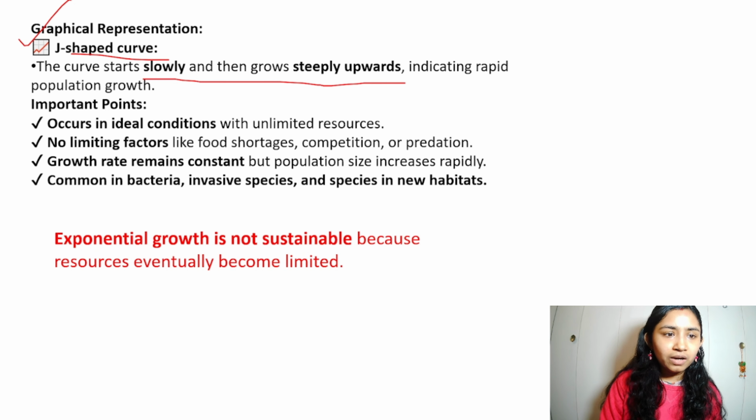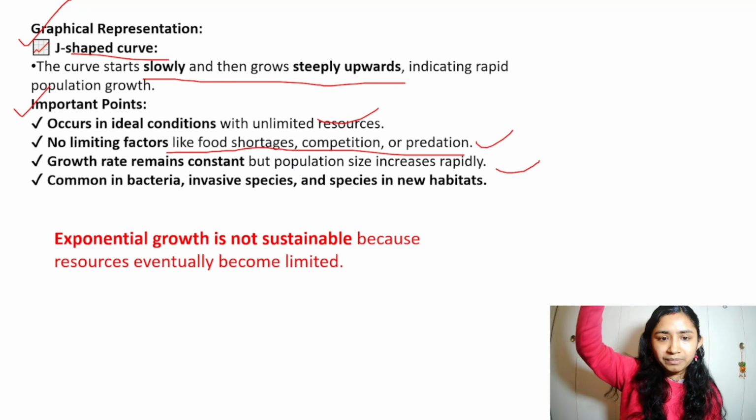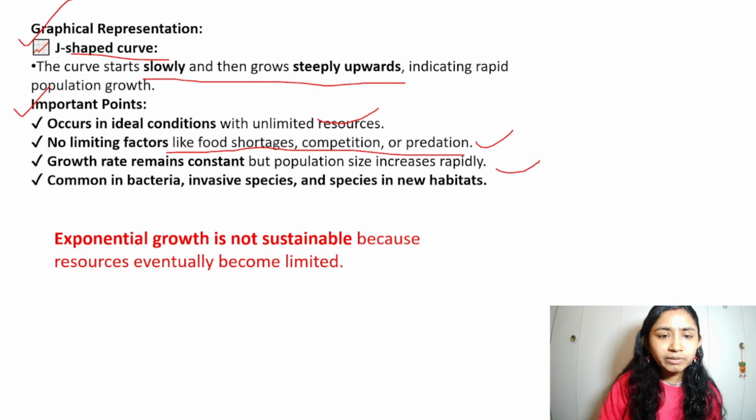Now, the important point about exponential growth is that it occurs in ideal conditions with unlimited resources, no limiting factors like food shortages, competition or predation. Growth rate remains constant but population size increases rapidly, like a J-shaped curve. It is common in bacteria, invasive species and species in new habitats. Exponential growth is not sustainable because resources eventually become limited.